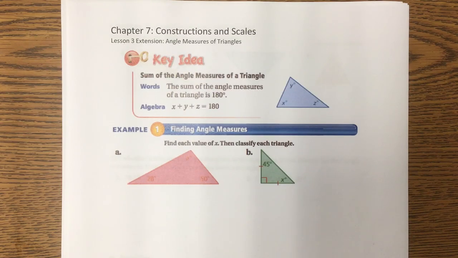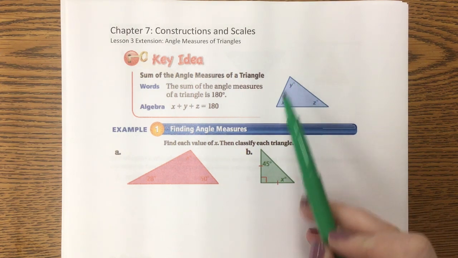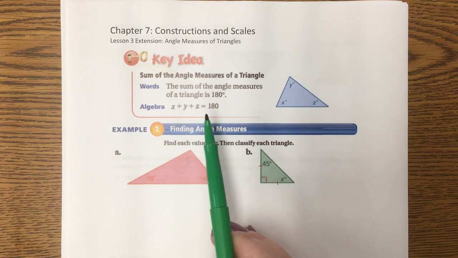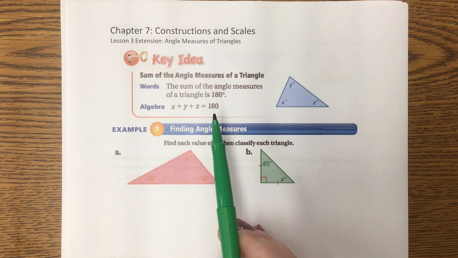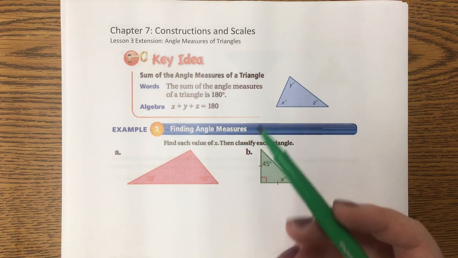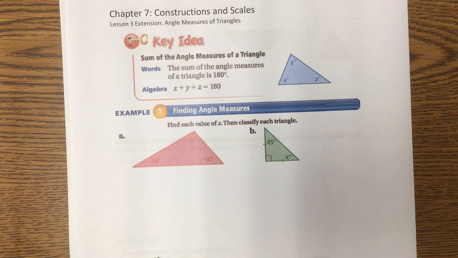Today we're going to be talking about angle measures of triangles. The main characteristic of angles inside triangles is that the sum of all three of the angles equals 180. What this looks like is, if we have a triangle with angles X, Y, and Z, adding all of them up together, the sum of all three of those equals 180 degrees.